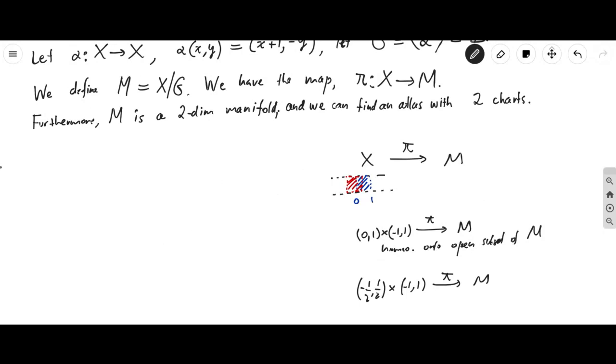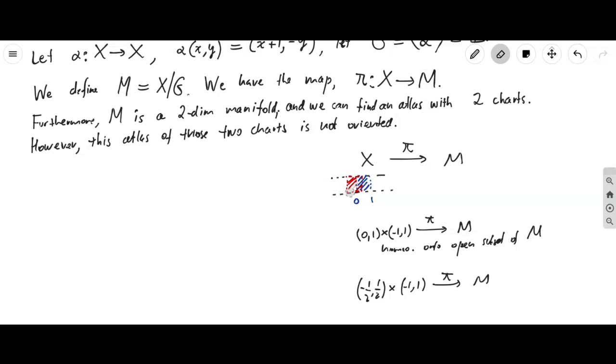However, this atlas of those two charts is not oriented. It's not an oriented atlas. You will be able to check that on the homework. So again, you'll just find the change of coordinates and you will calculate the Jacobian. And when you do that, you will find that the Jacobian comes out to be negative at every point. So it's not going to be an oriented atlas.